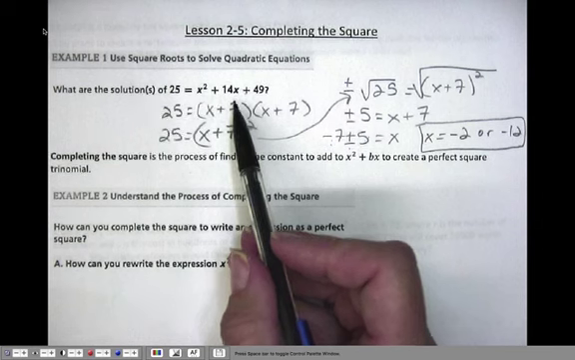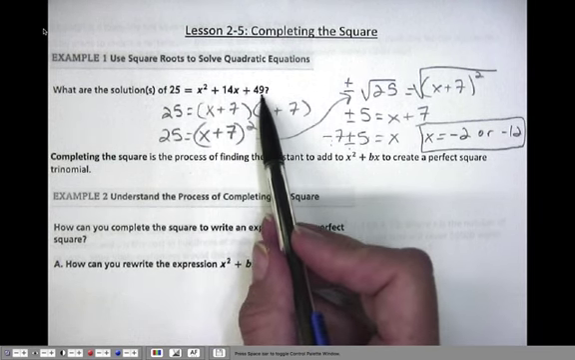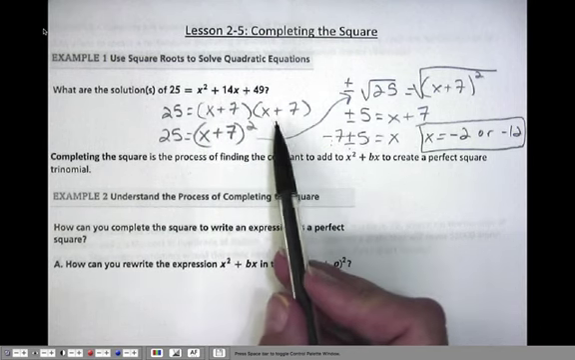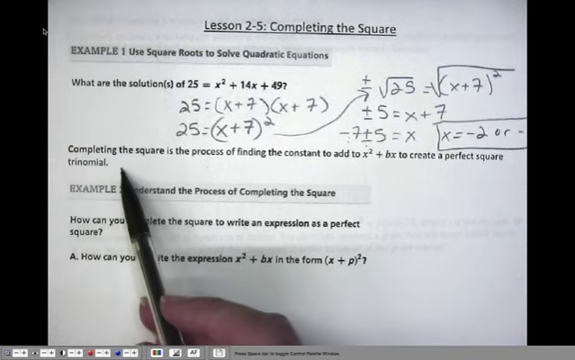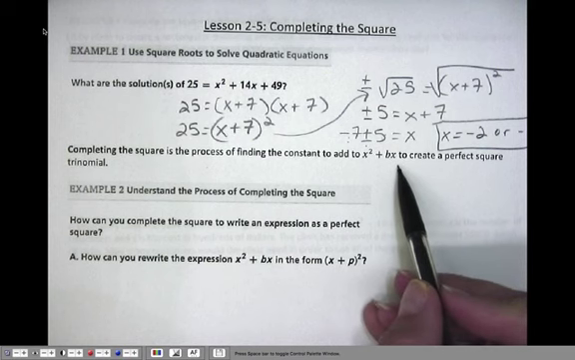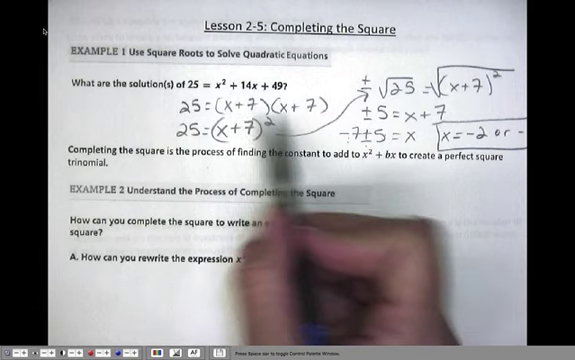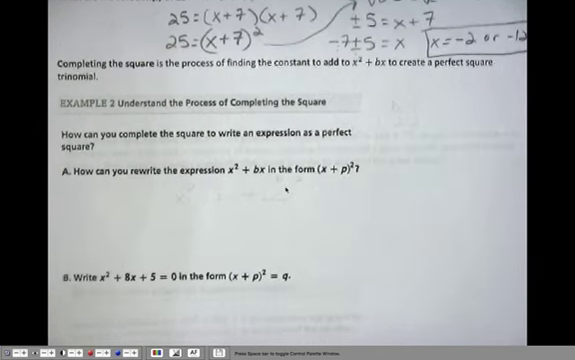But what if the trinomial here wasn't a perfect square trinomial? In other words, what if it wouldn't factor to the same thing being multiplied together twice? Well, then what we do is called completing the square, where if I have an expression like this, I find a number to add to it so that it does factor to the same thing twice. In other words, it would create a perfect square trinomial.